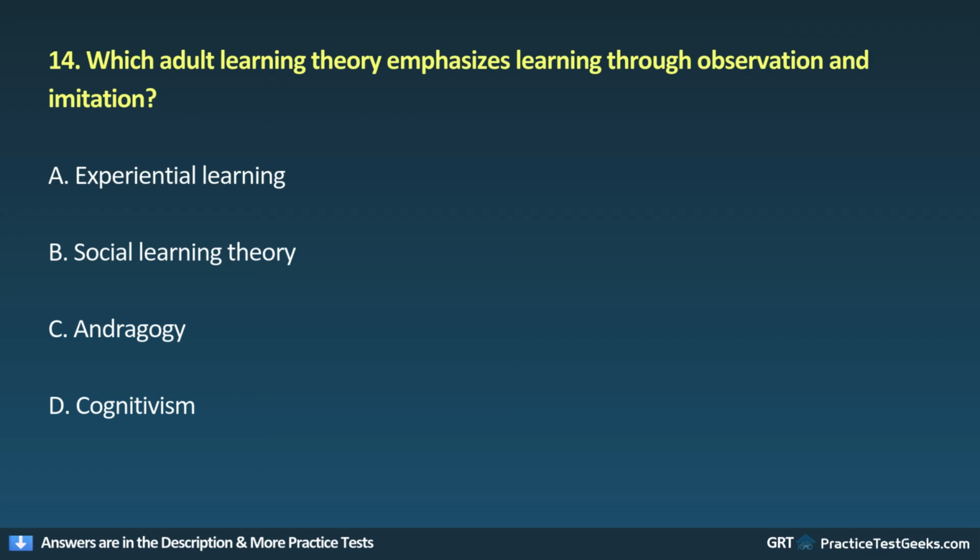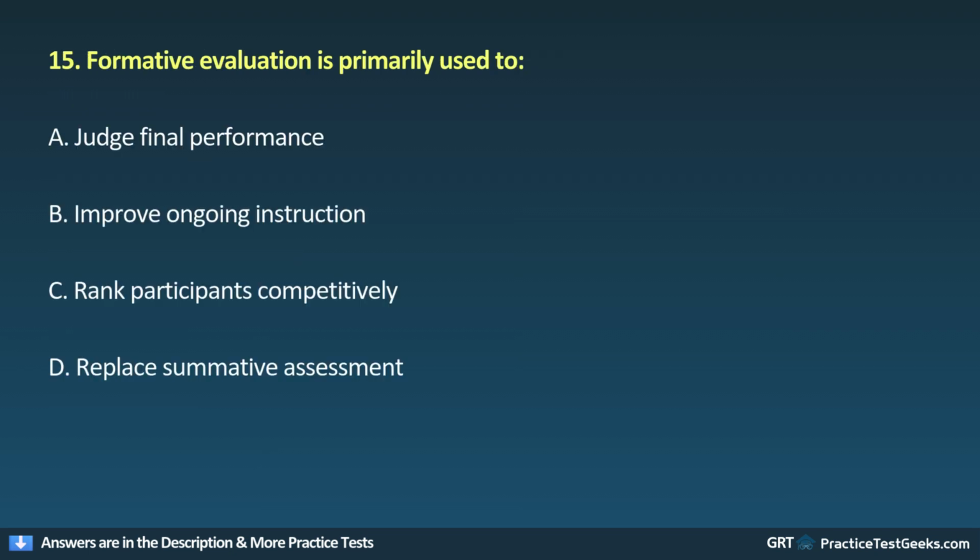A. Experiential learning. B. Social learning theory. C. Andragogy. D. Cognitivism. 15. Formative evaluation is primarily used to A. Judge final performance. B. Improve ongoing instruction.